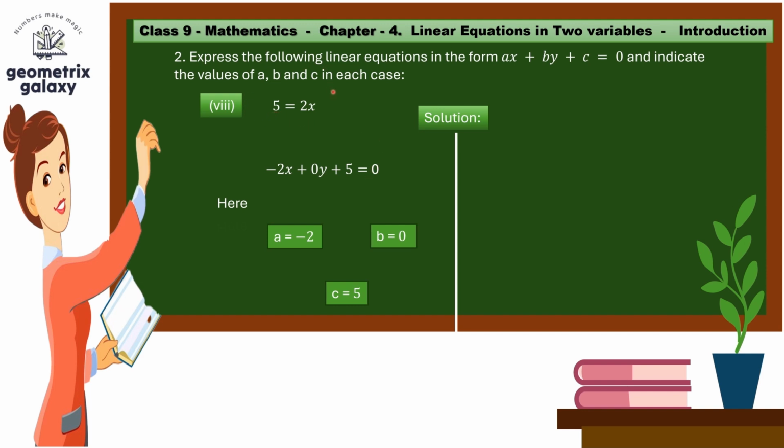Now we can see by transposing 5 to the right hand side. So our equation becomes 2x plus 0y minus 5 is equal to 0. So a takes the value 2, b takes the value 0 and c takes the value minus 5. Both the methods are correct. You can follow any method.